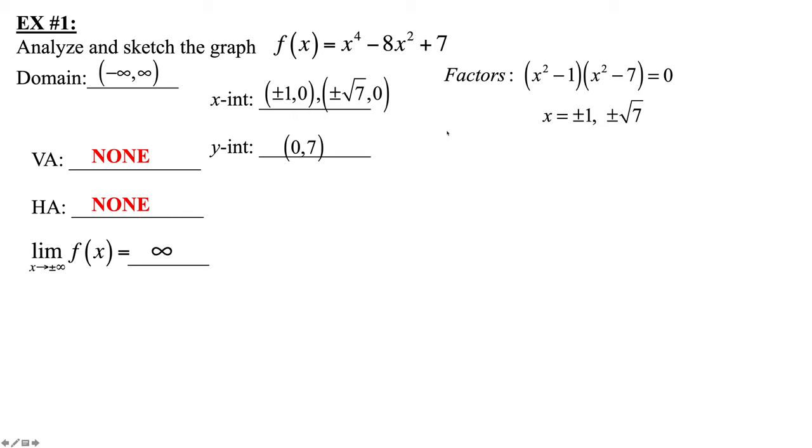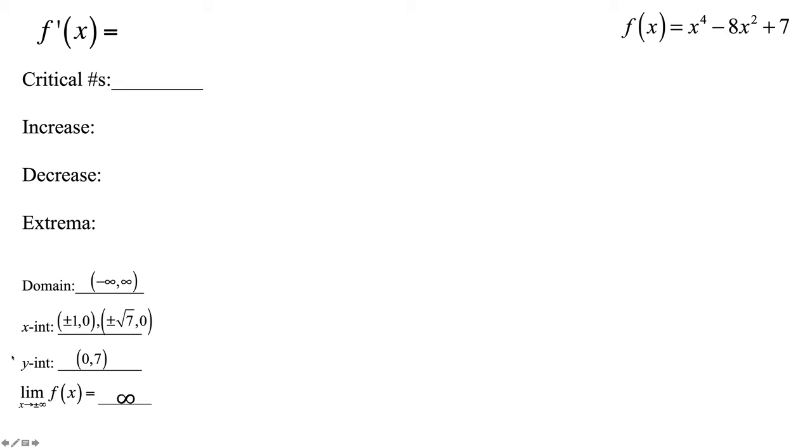So that's everything we can do with the original f of x. All right, next we want to look at this first derivative. Down here in the lower left-hand corner, I kept all of our work that we found because we're going to accumulate all this as we go. So we need to take the derivative of this. That's going to be 4x cubed minus 16x.